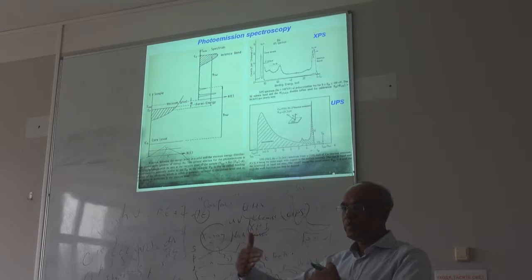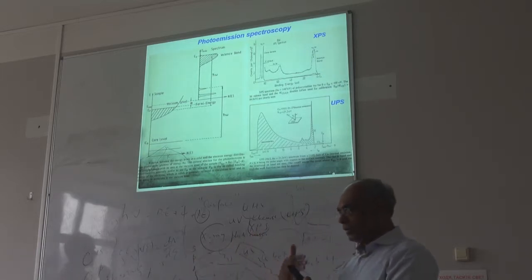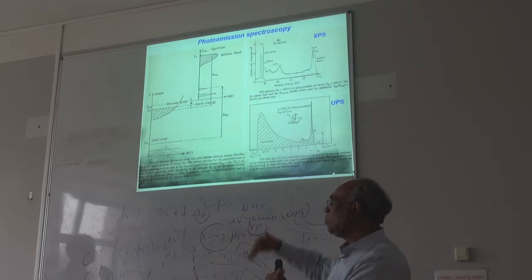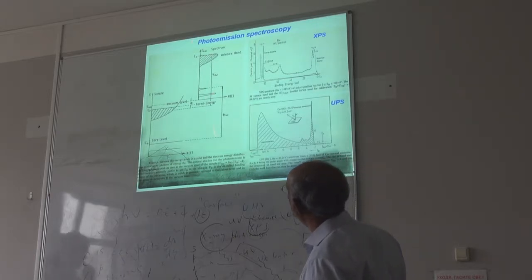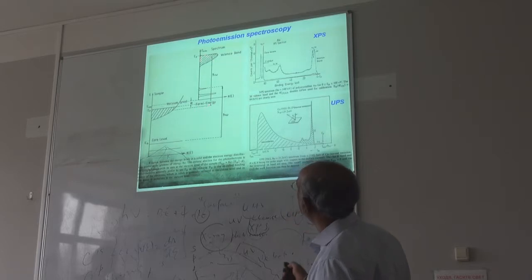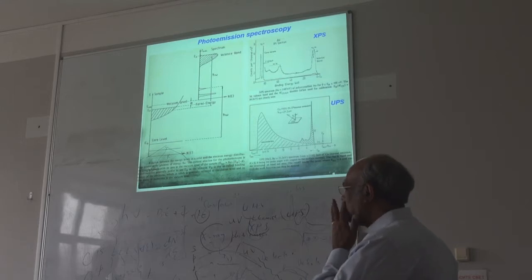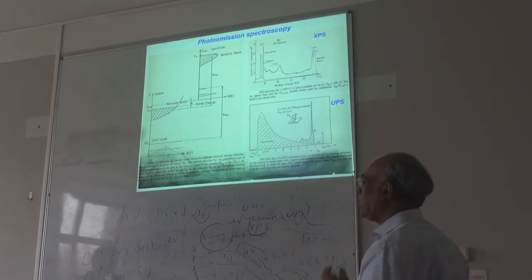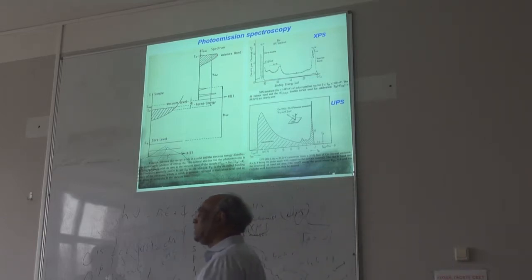XPS is probing the core electrons, right? Like K, L, M, any of these. UPS probes the valence band. So you can look at it directly using this. This is how XPS is doing, you are seeing XPS features here. This is how UPS features look. You can directly probe the valence band. Also, UPS is one of the few techniques with which you can directly measure the Fermi energy.